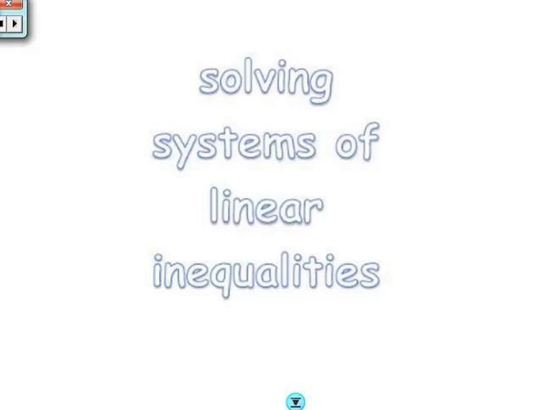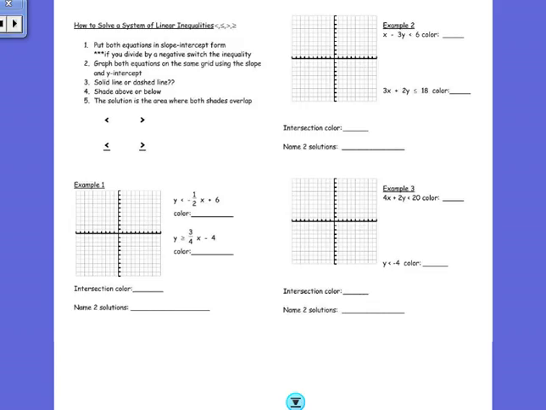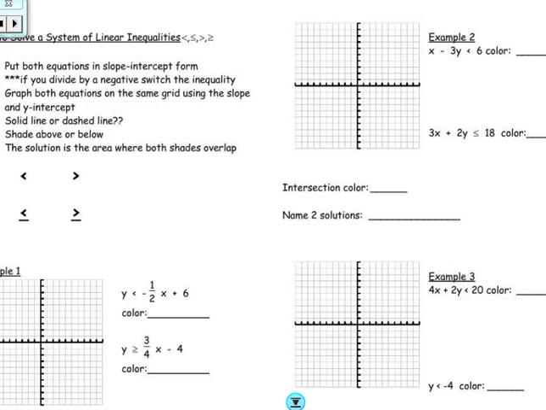Hello everyone. Today we're going to look at how to solve a system of linear inequalities. If you remember in Unit 1, we solved one inequality. Well, for systems, we're going to solve two or more inequalities together and look for the overlapping region. So how do you solve a system of linear inequalities?